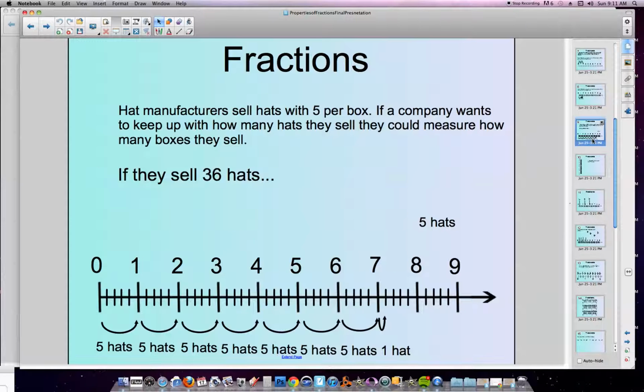Another example is if a hat manufacturer sells hats with five hats per box. If they sell 36 hats, and we draw that on a number line, each one of these marks represents a box or 5 hats. However, once we get to 7, we've gotten 35 hats. There's 1 more hat. So we need to subdivide to show how many actual hats there are in each box. So we're dividing our number line where each unit is divided into 5 equal parts.